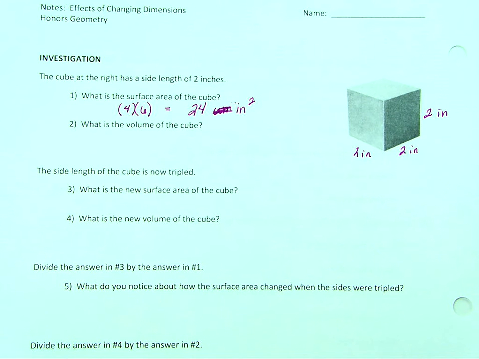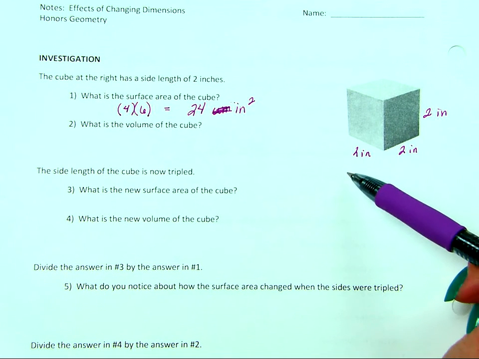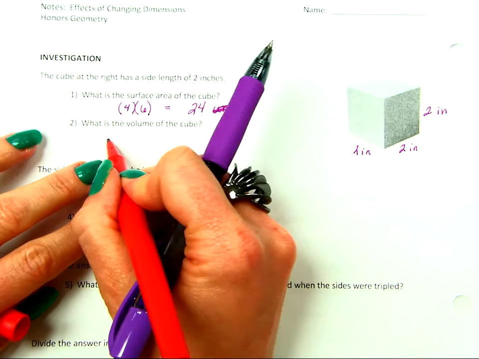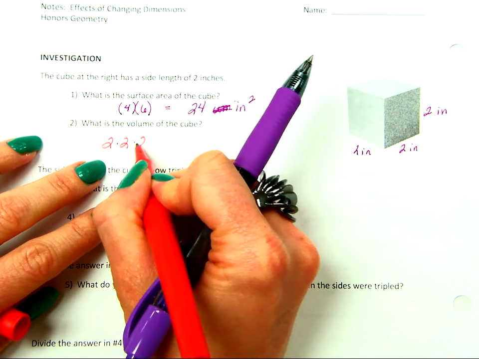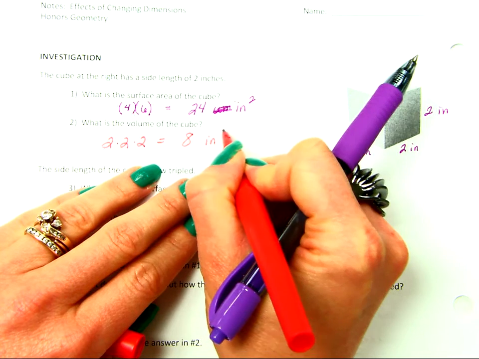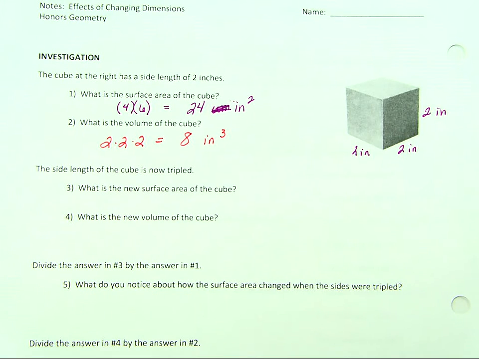What about the volume? Well, volume, this is pretty easy. This is a box. We would just have length times width times height. So we would do 2 times 2 times 2. So let's think about that. 2 times 2 times 2. Our volume would be 8 cubic inches. Okay.